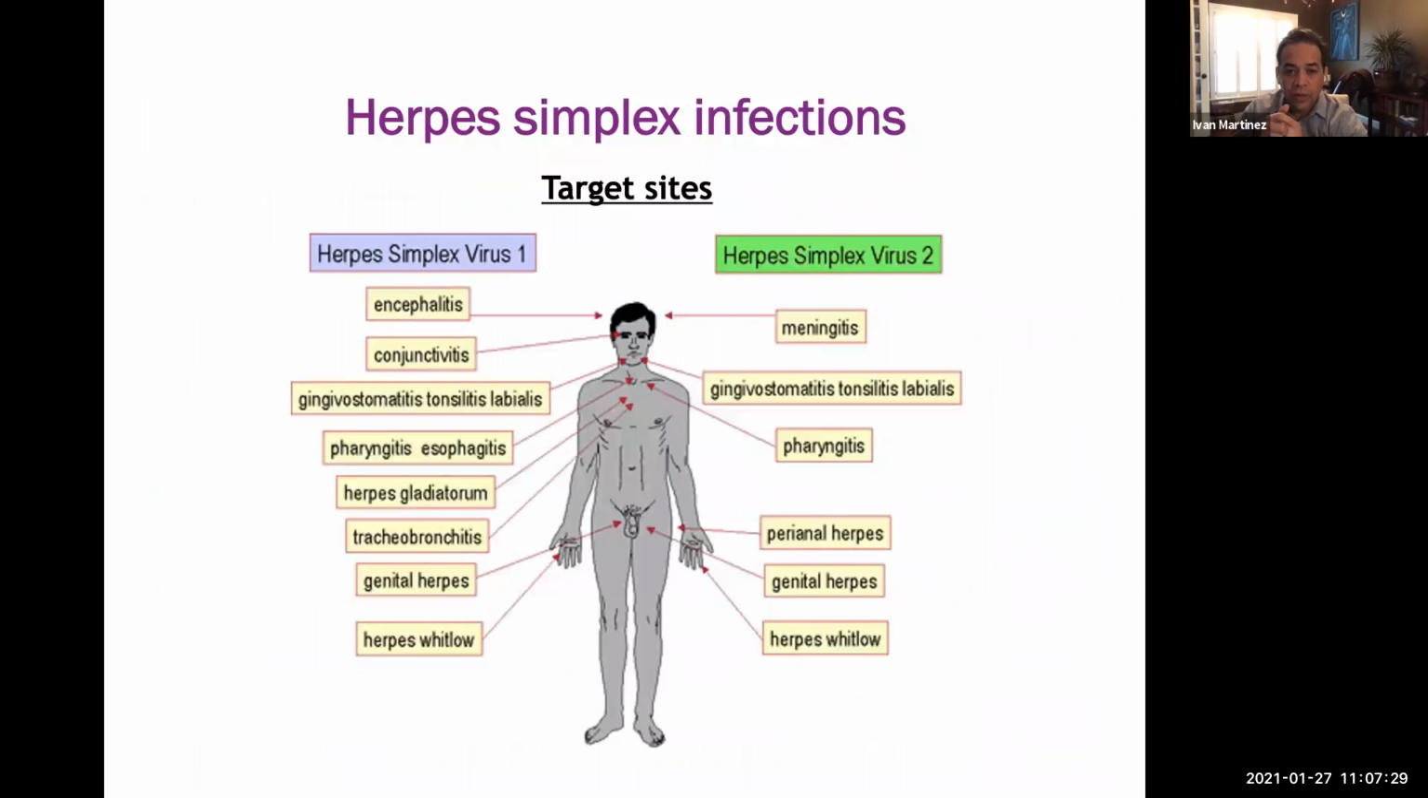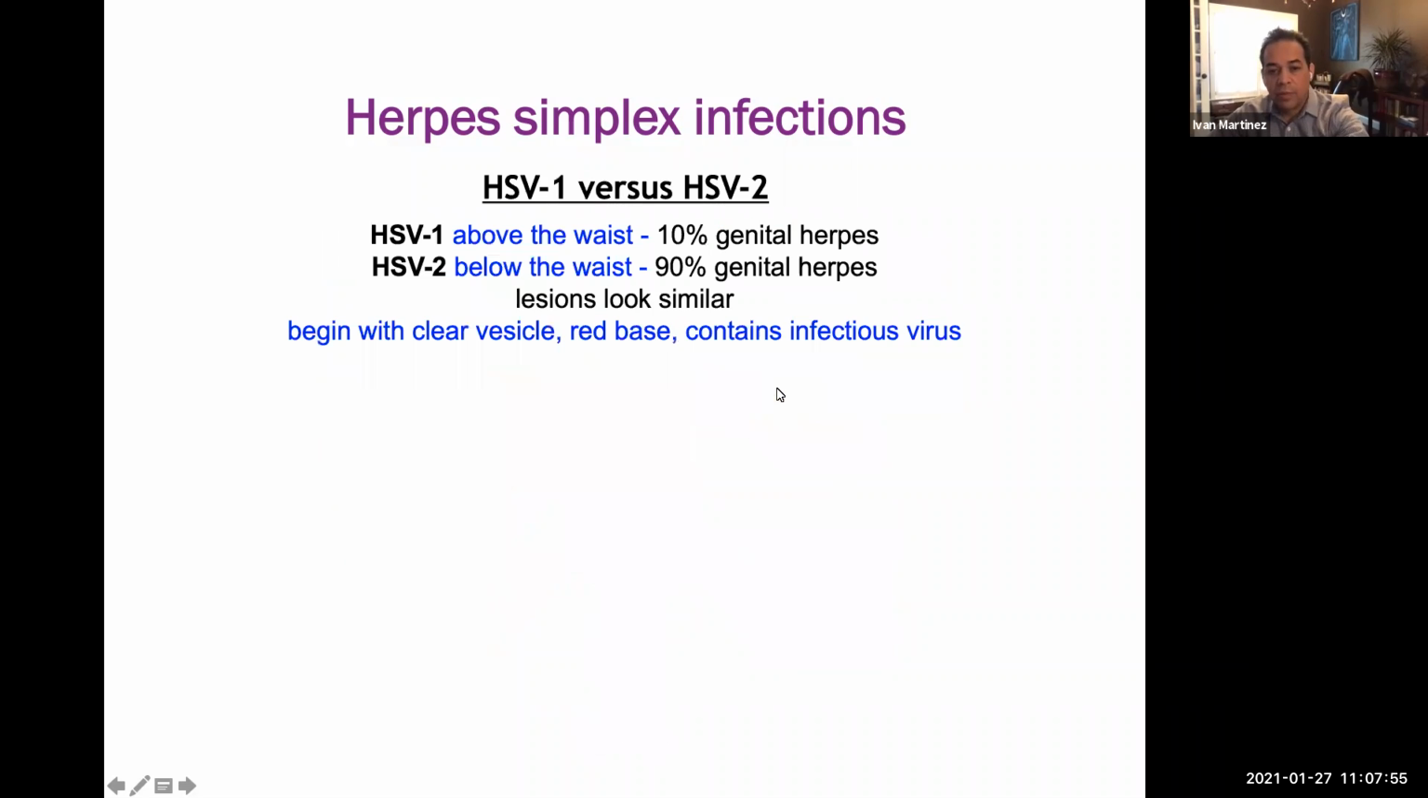The target size for herpes, of course, HSV1: you can potentially develop, very rarely, encephalitis, conjunctivitis, and so on. Some of the other problems, but of course, the one we're going to be mostly talking about is genital herpes. HSV2 also can be related to meningitis, but also genital and oral herpes, as well as HSV1.